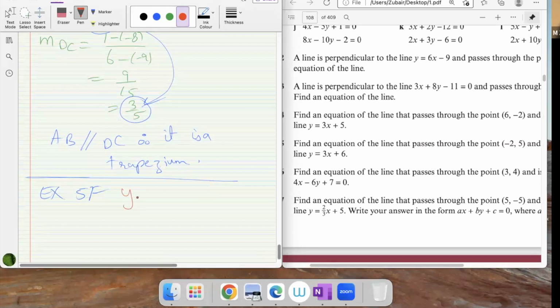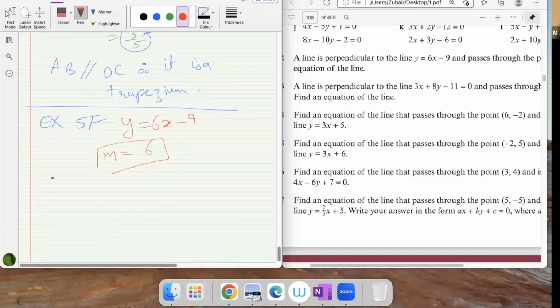The equation is y equals 6x minus 9. So I know that the gradient of this line is 6. And it says that the new line is perpendicular. For perpendicular lines, m1 times m2 equals minus 1. 6 times m2 equals minus 1. So the gradient for the perpendicular line is minus 1/6.